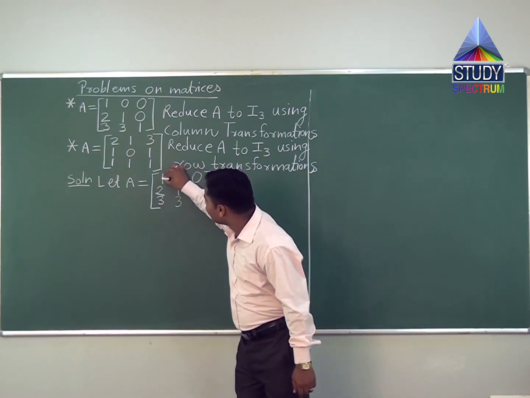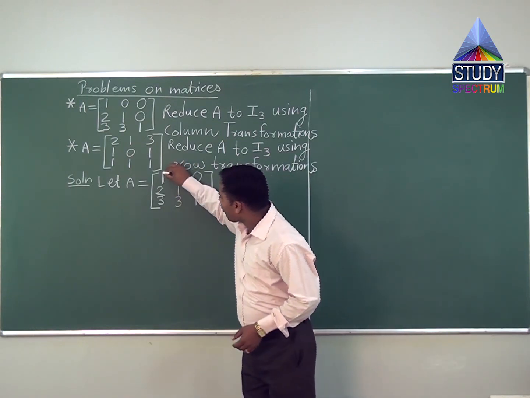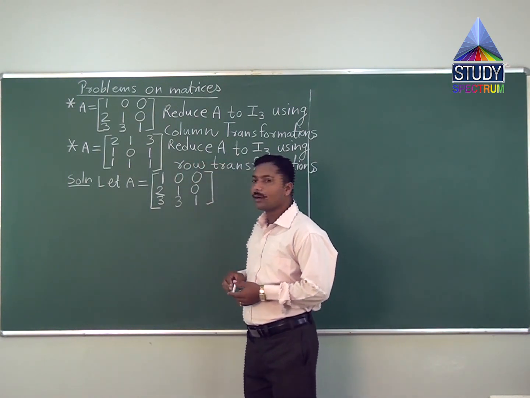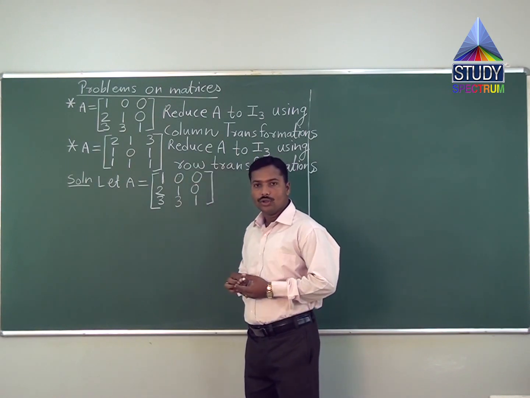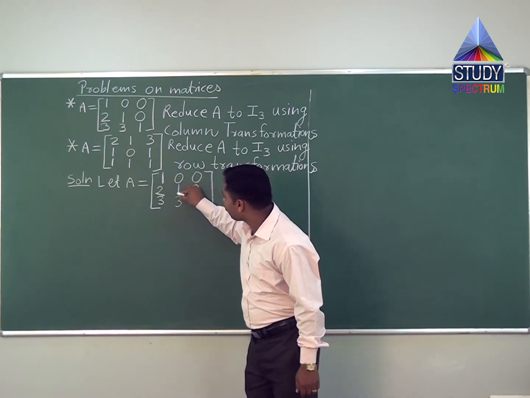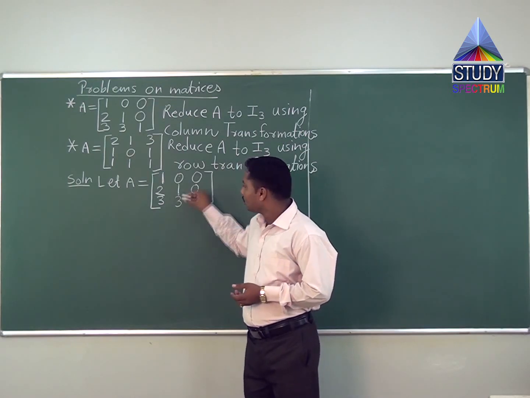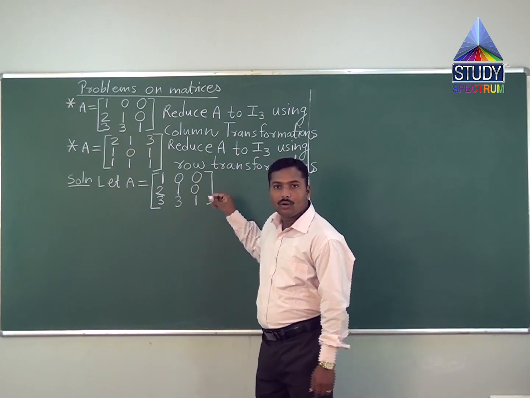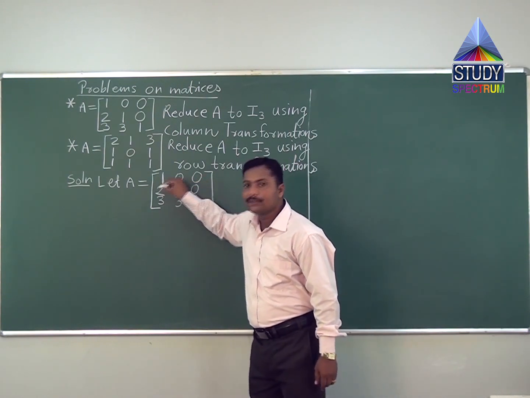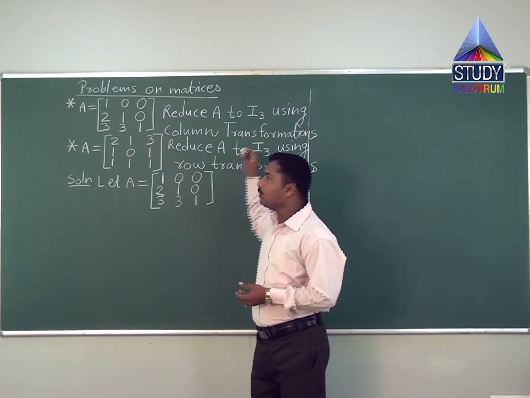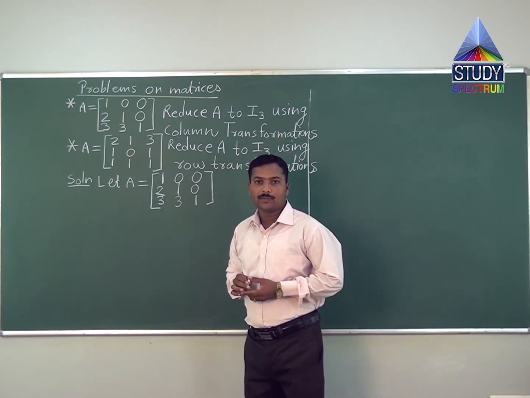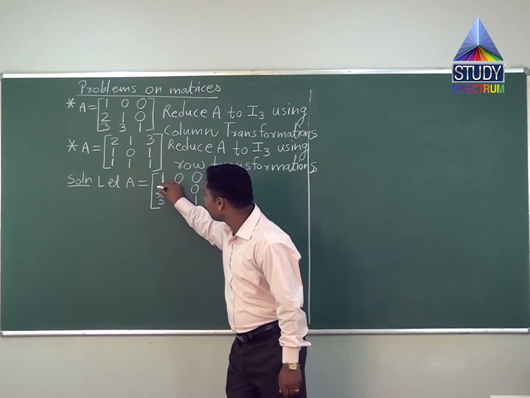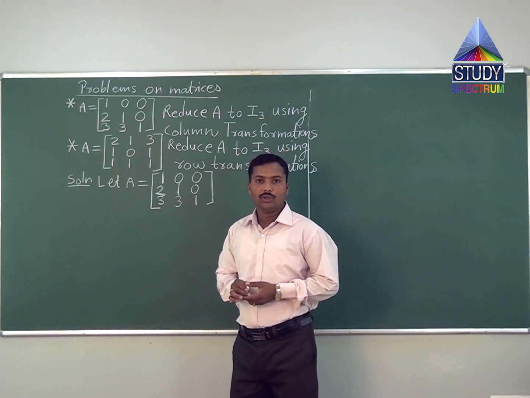So here is already 1. Here two numbers are already 0, so we don't need to make this number 0. Here also the second diagonal number is 1. Using this second diagonal number, we make this number and this number 0 by using column transformation. Here is already 0, so we only make this number 0.